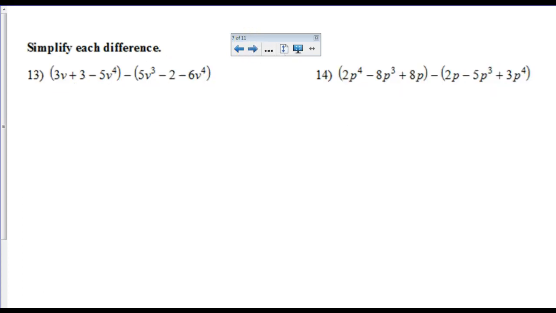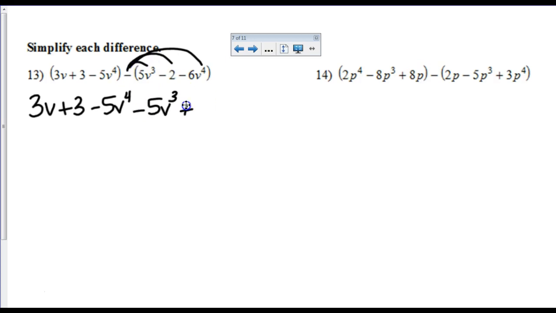This is the same set of instructions, but the problem looks a little different because we are subtracting all these terms. Now, my brain cannot handle subtracting multiple things at multiple times. So what I'm going to do is distribute the subtraction to this polynomial, and I'm going to rewrite it without the parentheses because I just don't like them. 3v plus 3 minus 5v to the fourth. That is not going to change. But this polynomial becomes a negative 5v to the third, and then negative would be a plus 2, and then negative would be a plus 6v to the fourth.